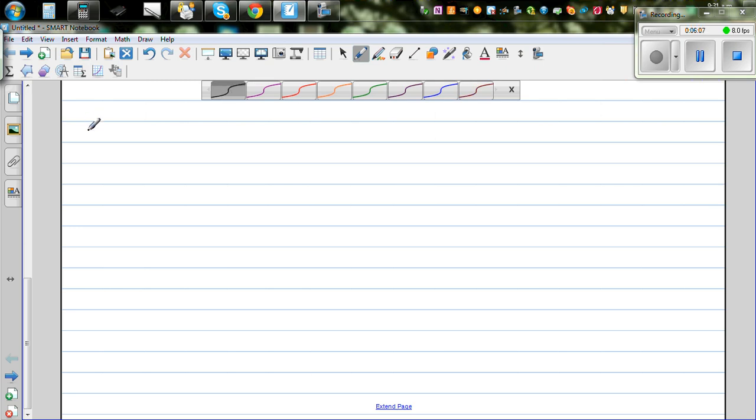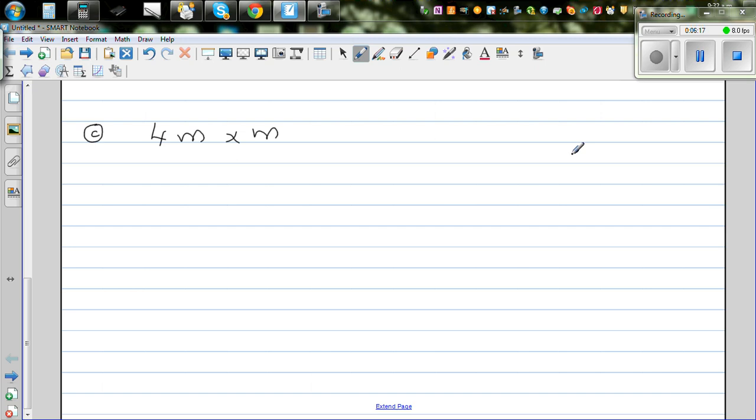Okay, question 3 or question C is say 4m times m. Okay, now there are certain things that you need to know in algebra before I do this. m plus m plus m, there are 3 lots of m, so this is 3m. But if it is m times m times m, you're multiplying m 3 times, and it is written as m cube or m to the power 3.